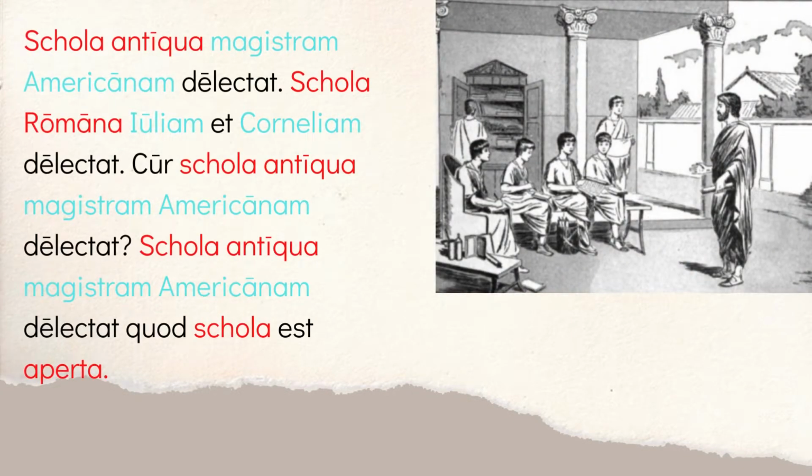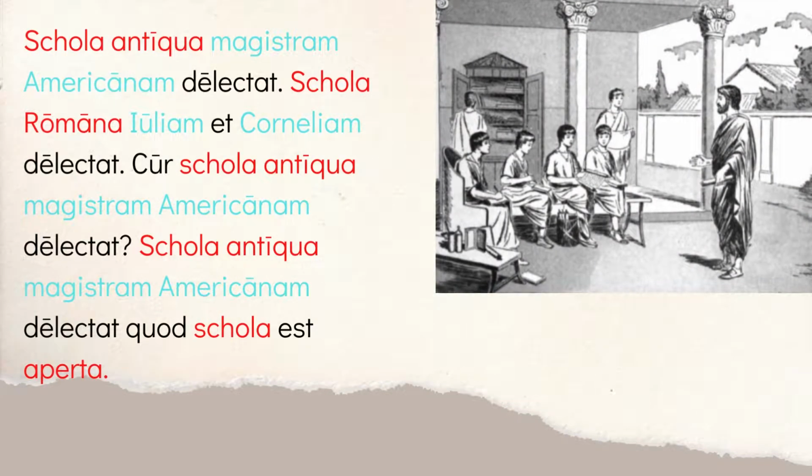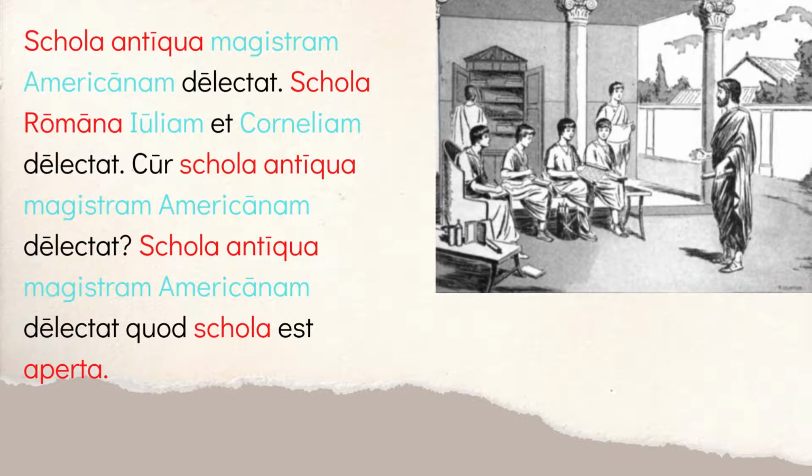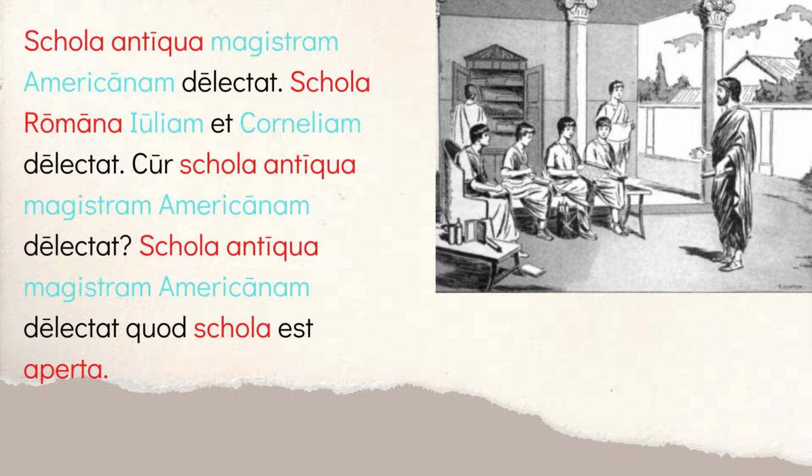Now we have Schola Antiqua Magistram Americanam delectat. So my subject is the Schola Antiqua. They both end in A. That's the nominative subject. So the ancient school, what does it do? Delectat. It delights. Who does it delight? We need a direct object. So the answer is the Magistram Americanam, the American teacher. So it's saying the ancient school delights the American teacher, meaning that she's a really big fan of it, okay?